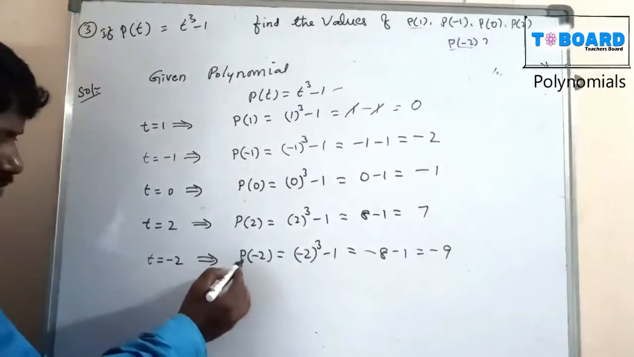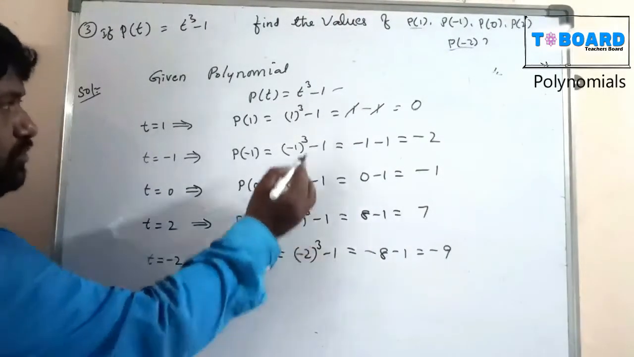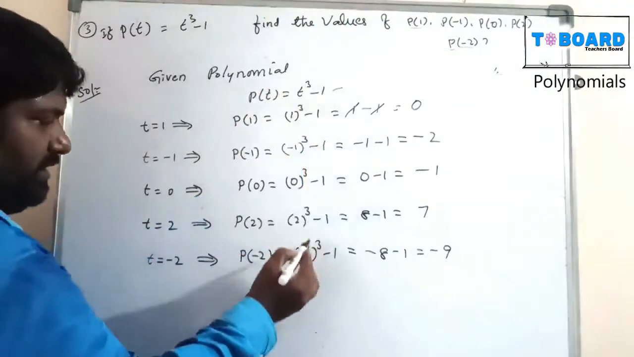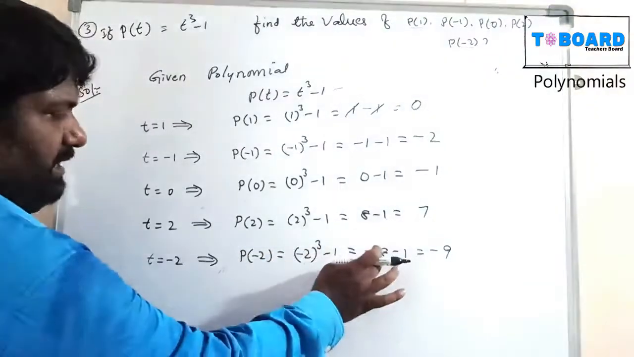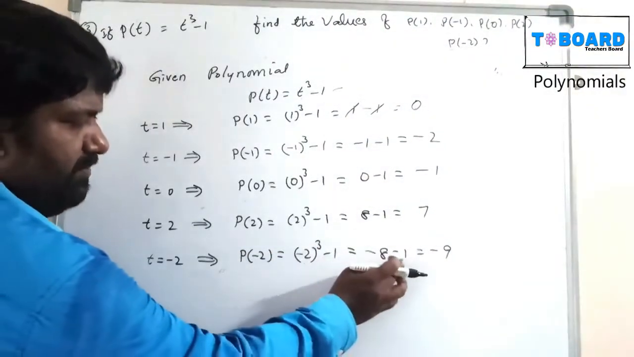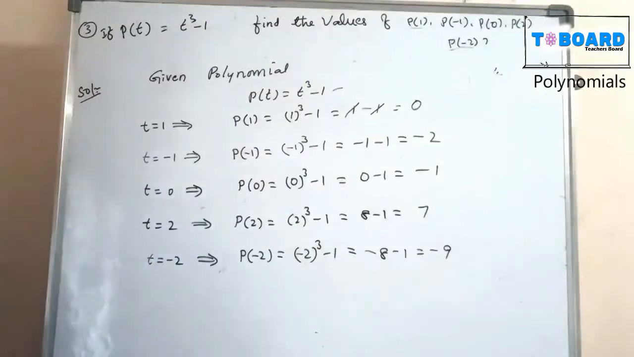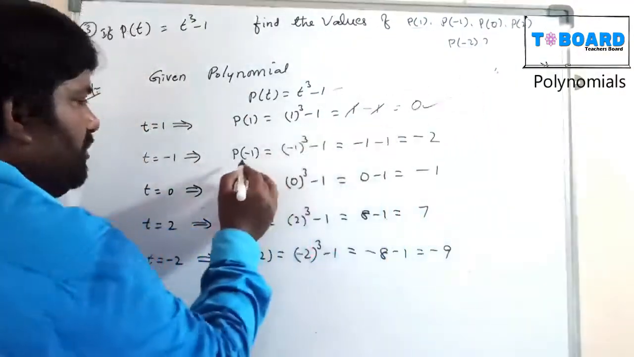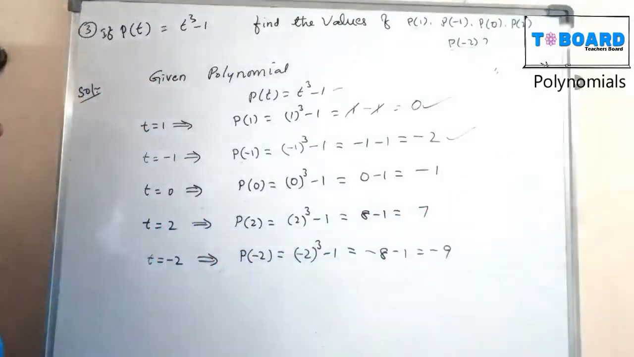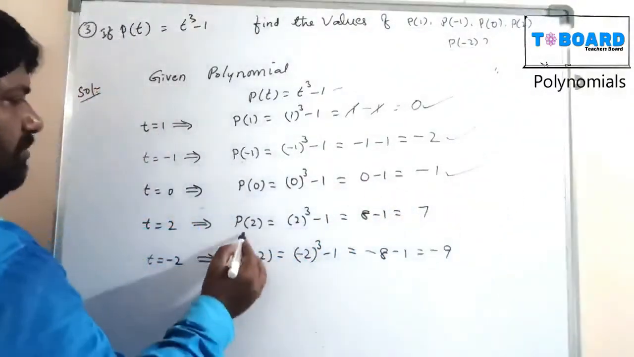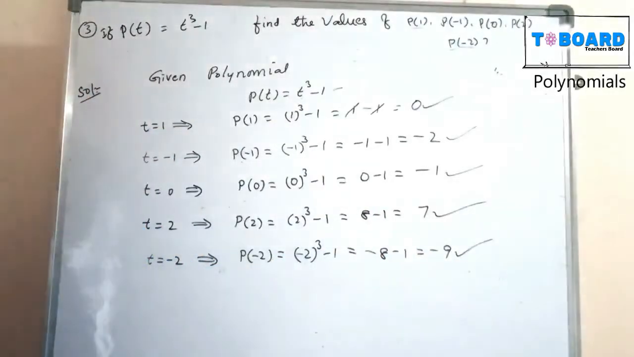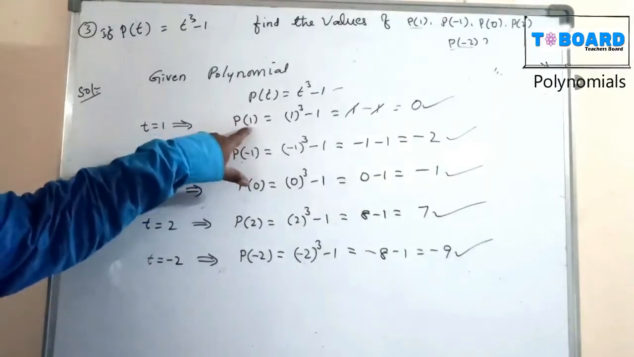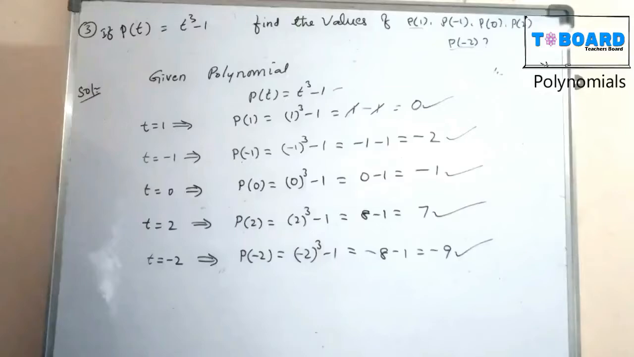P of minus 2 equals minus 2 whole cube minus 1. Minus 2 whole cube means minus 2 into minus 2 into minus 2. That is minus 8. And next term is minus 1. Minus 8 minus 1 is minus 9. P of 1 equals 0. P of minus 1 equals minus 2. P of 0 equals minus 1. P of 2 equals 7. And P of minus 2 equals minus 9. Here the 0 of the polynomial is how much? 1 is a 0 of the polynomial.